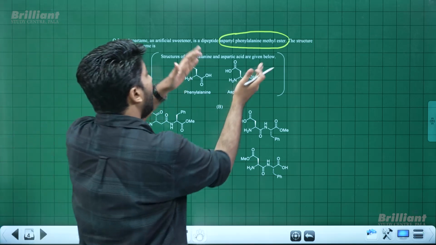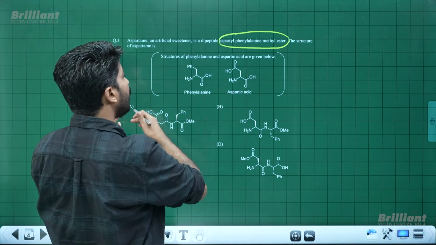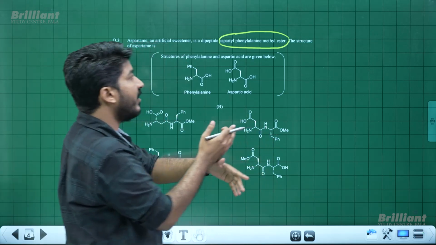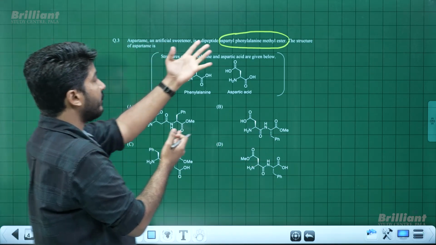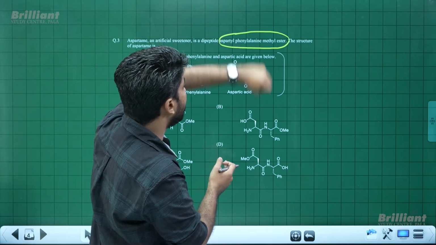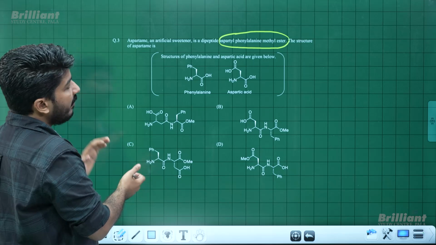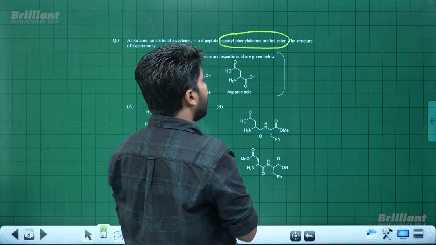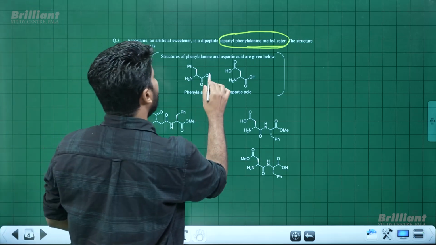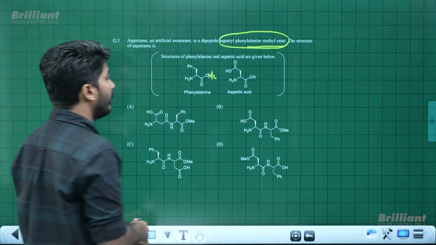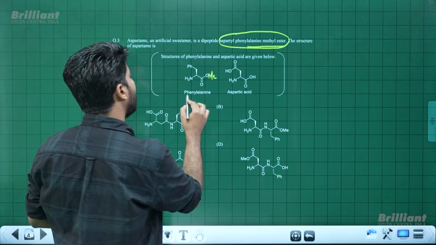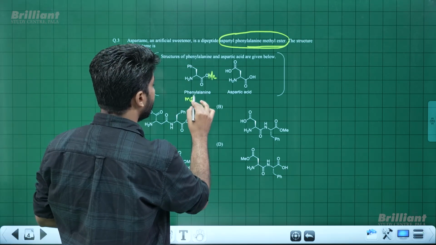So in this, on the left side, that is the N terminus, we have aspartic acid, and on the C terminus we have phenylalanine. That is the nomenclature of a dipeptide. Phenylalanine is present in the form of a methyl ester. That means the COOH group of phenylalanine is esterified with methanol. So in place of H we have Me, or methyl group, which is called phenylalanine methyl ester.